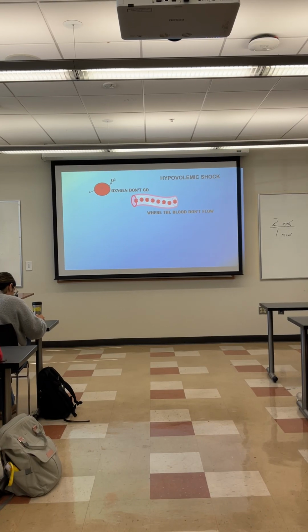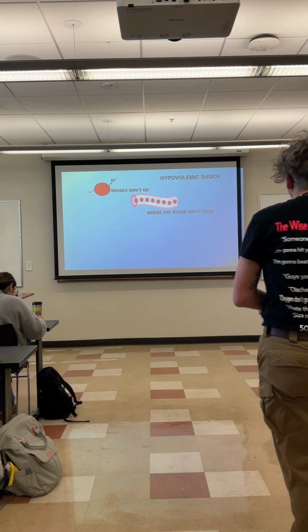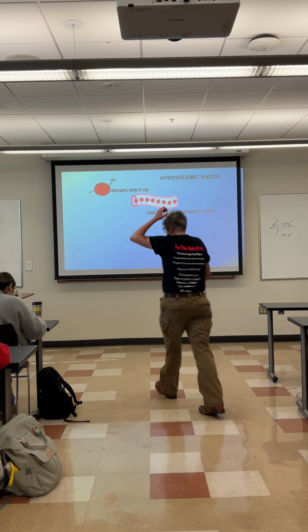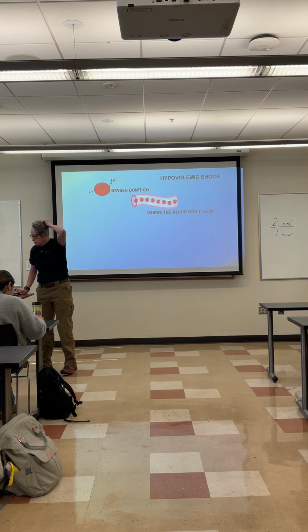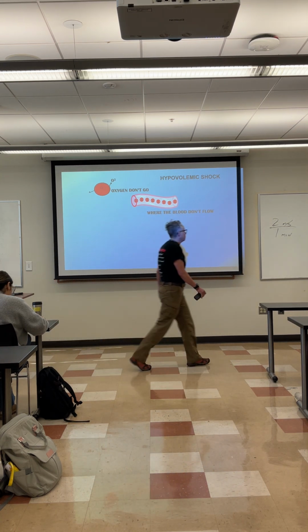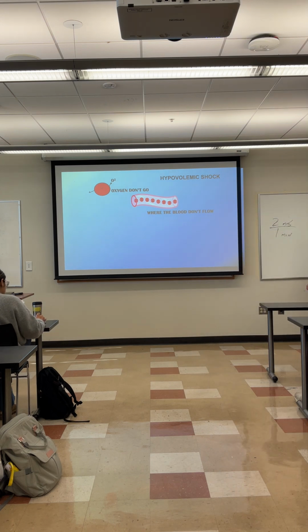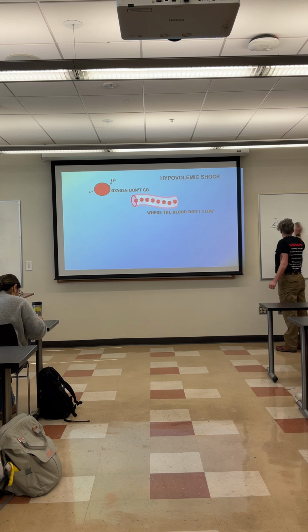A little bit of a recap. Okay. What are the three components of the perfusion triangle? The pump, the pipes, and the fluid or the volume. And it's not just blood, right?